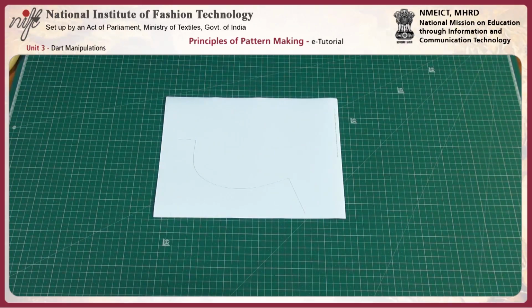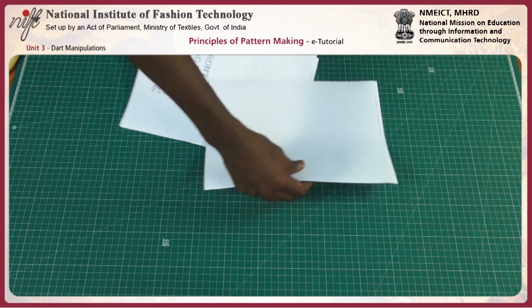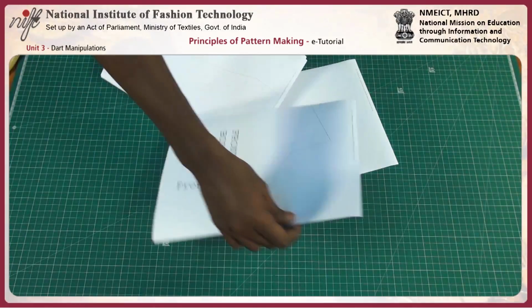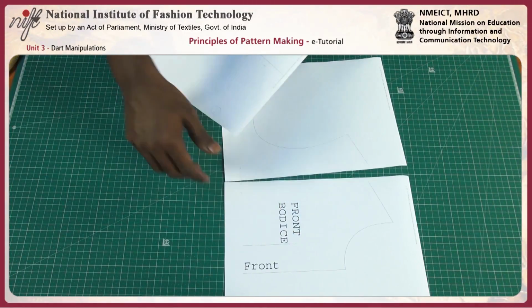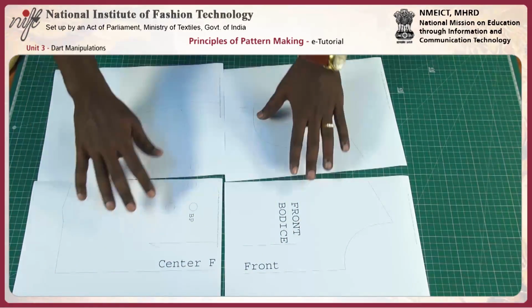I have taken printout of front basic bodice. I enable the label, so you can see the numbers here. This shows 1, 1, 2, 1, 1, 2, 2, 2.